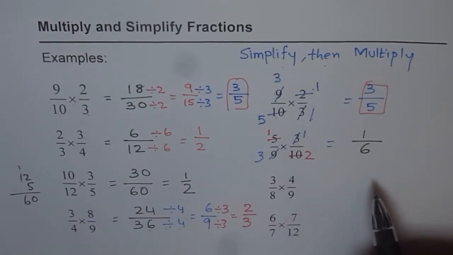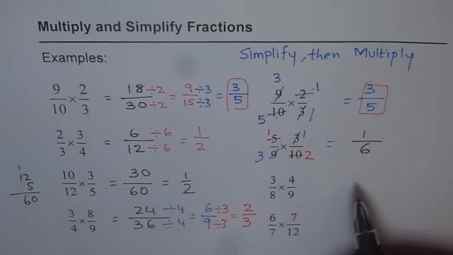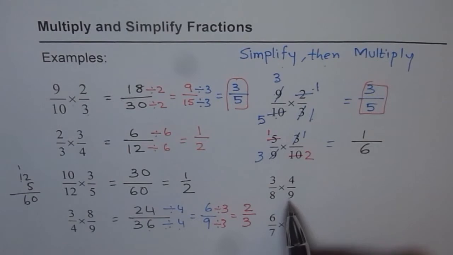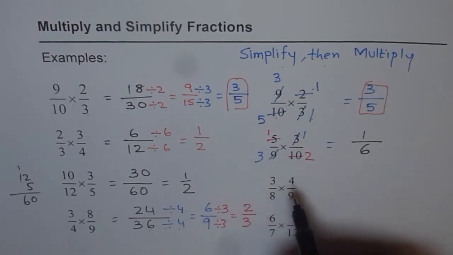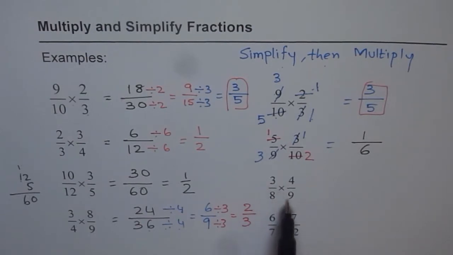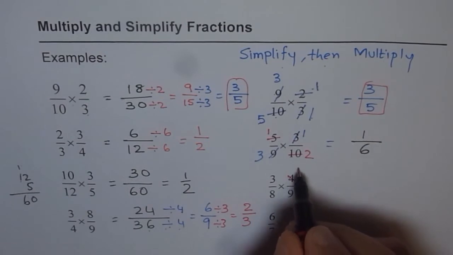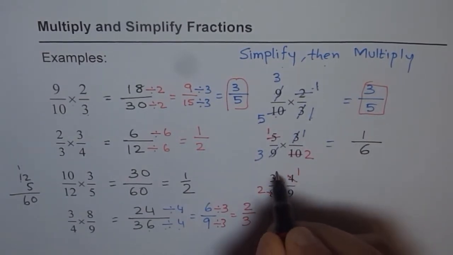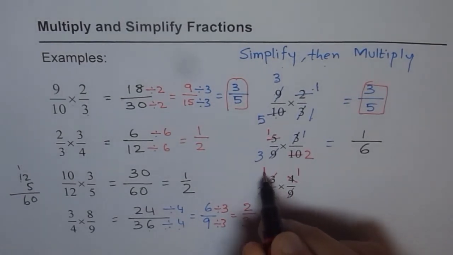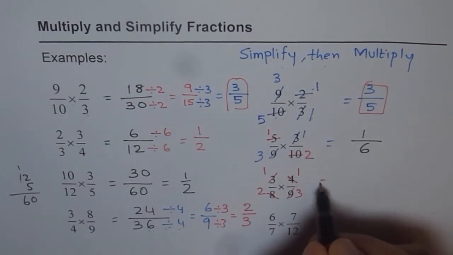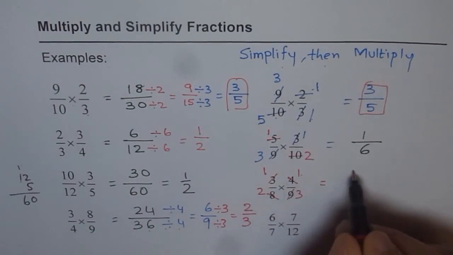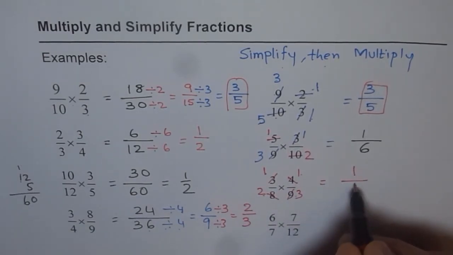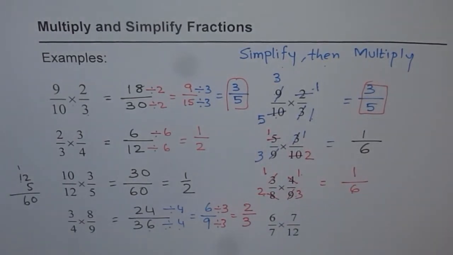Now you can stop the video at this time and then simplify and then multiply. Let's go through it. 3 over 8 times 4 over 9. You can see 3 and 9 are related, 8 and 4 are related, correct? So 4 is 2 times 8. So we'll write 2 for 8, 1 for 4. Similarly, 3 times 1 is 3 and 3 times 3 is 9. What do you get now? 1 times 1 in the numerators, 2 times 3 is 6 in the denominator. So you get 1 over 6.